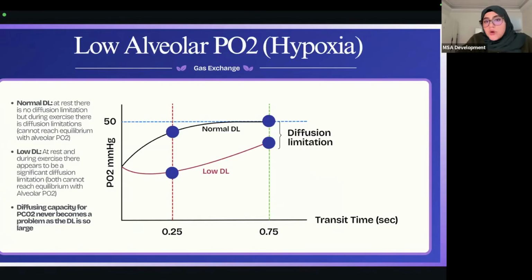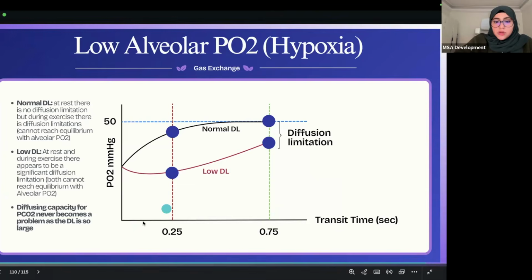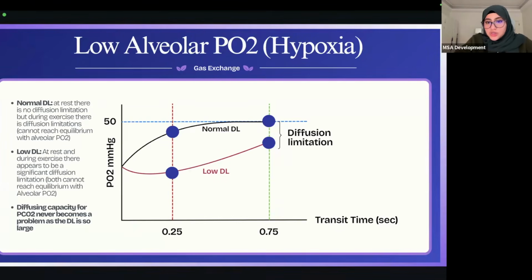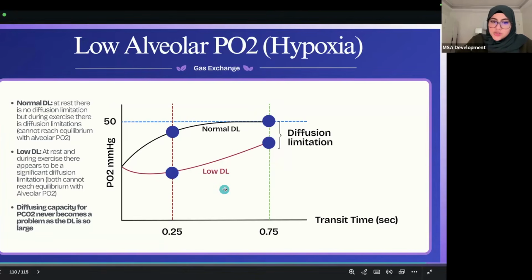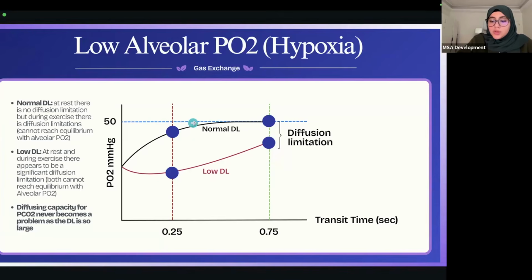Okay. So low alveolar PO2 or hypoxia. This just means that under all circumstances, when you don't have enough oxygen or you're not intaking enough oxygen, even if you have normal diffusion capacity, you're not going to reach equilibrium. Well, you will when you're under rest, but let's say you're exercising, you're not going to reach equilibrium. But as we said before, in normal diffusion capacity, you will always reach equilibrium whether or not you're exercising. So this is just something to keep note of.